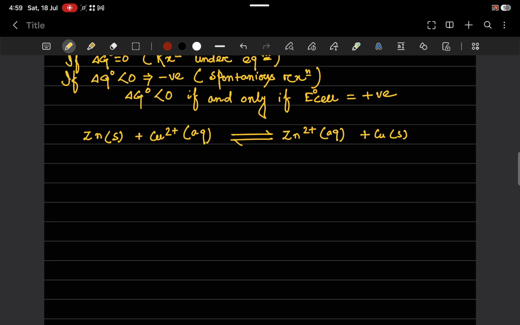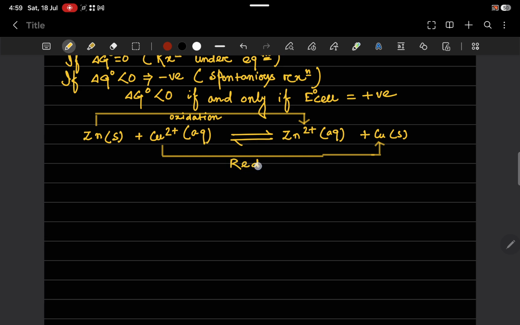Now, is whatever I have written correct? What is happening from zinc to zinc 2 plus? That is a redox reaction happening. Copper 2 plus to copper: this is reduction, and zinc to zinc 2 plus is oxidation.